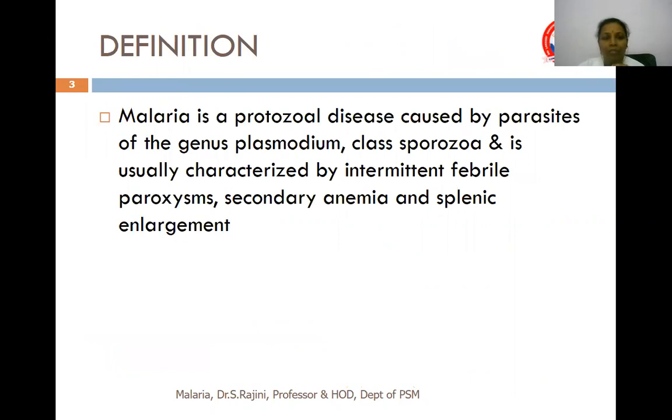Definition. So how do you say the patient is having malaria? So malaria is a protozoal disease caused by sporozoa of the genus Plasmodium, characterized by intermittent febrile paroxysms and secondary anemia. So the patient will be having fever which is intermittent type. We have already seen in typhoid fever it will be a step-ladder pattern. Here it will be intermittent fever, maybe fever every 2 days, and there will be a gap in between. Then again after another day, we'll be having fever for another 2 days. So there will be an intermittent fever.